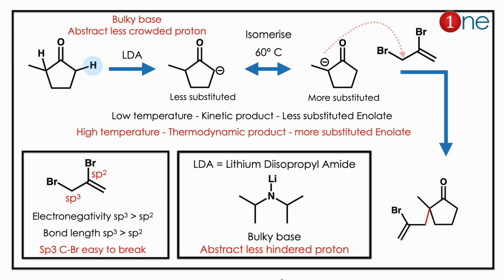Then it attacks the bromine. It's an SN2 kind of reaction. You have a new C-C bond. Here the other bromine will not be affected because it's attached to an sp2 carbon. An sp2 carbon is more electronegative, and the bond length is shorter, so it is difficult to break. So the sp3 carbon-bromine bond breaks. You have the final product.